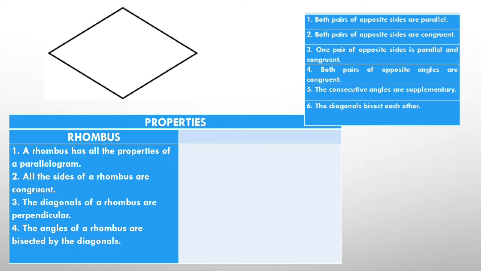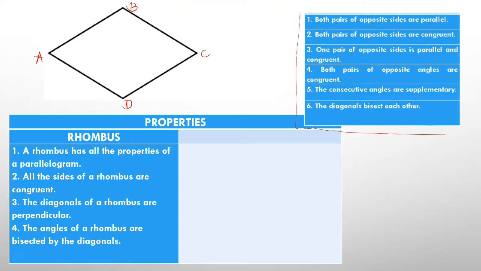So, a rhombus has all the properties of a parallelogram. That's why I have included again the properties of a parallelogram sa ating screen. So, now let's start with number 1, that both pairs of opposite sides are parallel. So, yung opposite sides natin, let's name it first. We have A, B, C, and D. Okay? Now, let's have this one, that both pairs of opposite sides are parallel.